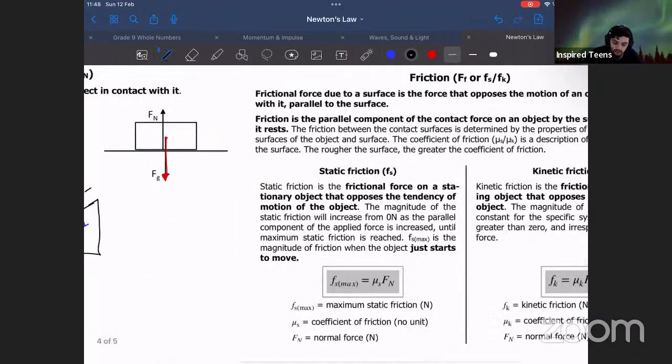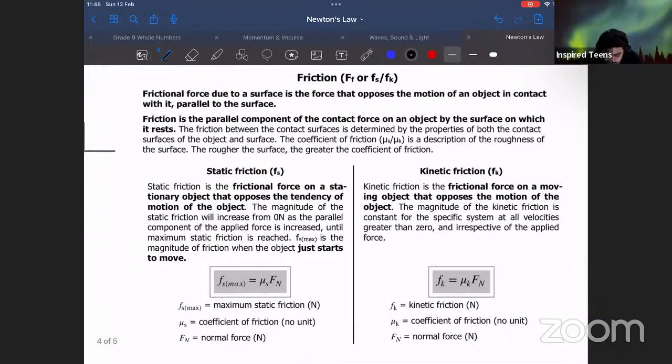Okay. So yes, frictional force due to a surface is a force that opposes the motion of an object in contact with it, parallel to the surface. So basically, if an object is moving to the right, the friction of the surface will always move it to the left. Always opposite to the direction of motion. Frictional force is always opposite to the direction of motion. Whatever direction something is moving in, the friction will always pull it in the opposite direction.